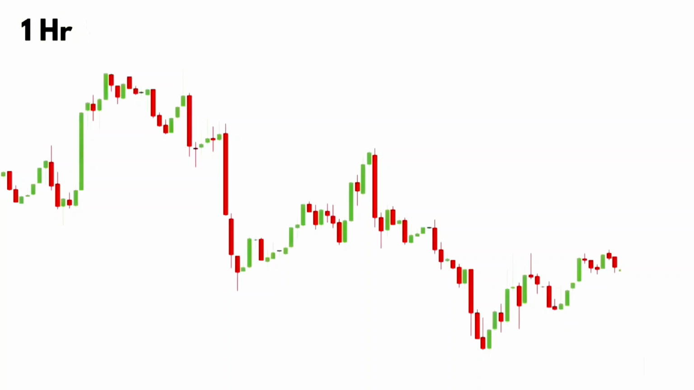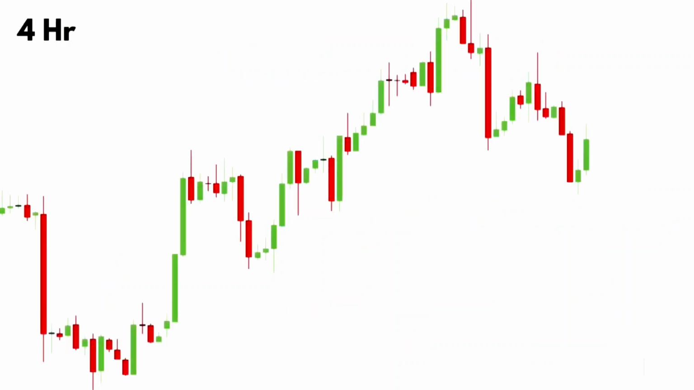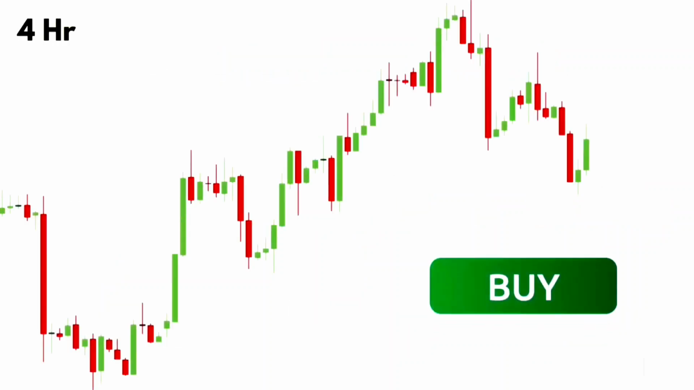Always remember one thing: the higher time frame is always stronger than the trend on the lower time frame. In this situation, the 4-hour time frame will be stronger than the 1-hour time frame and even stronger than the 15-minute time frame. That's why we will take trades only in the direction of the trend on the higher time frame. Since the trend on the 4-hour time frame is an uptrend, we are going to take a buy position.